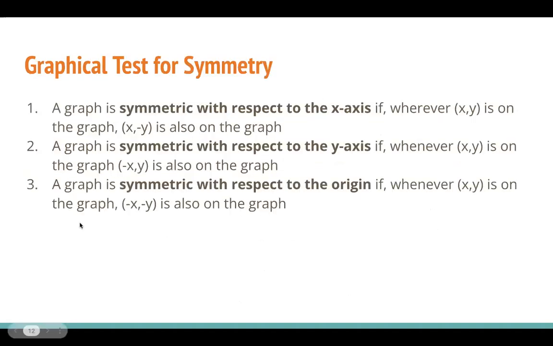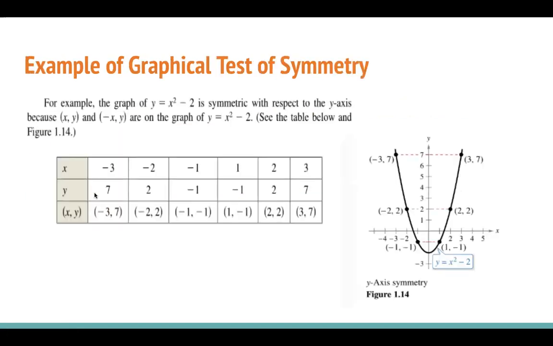Graphical test for symmetry. A graph is symmetric with respect to the x-axis whenever (x, y) is on the graph and (x, -y) is also on the graph. A graph is symmetric with respect to the y-axis whenever (x, y) is on the graph and (-x, y) is on the graph. A graph is symmetric with respect to the origin whenever (x, y) is on the graph and (-x, -y) is also on the graph.